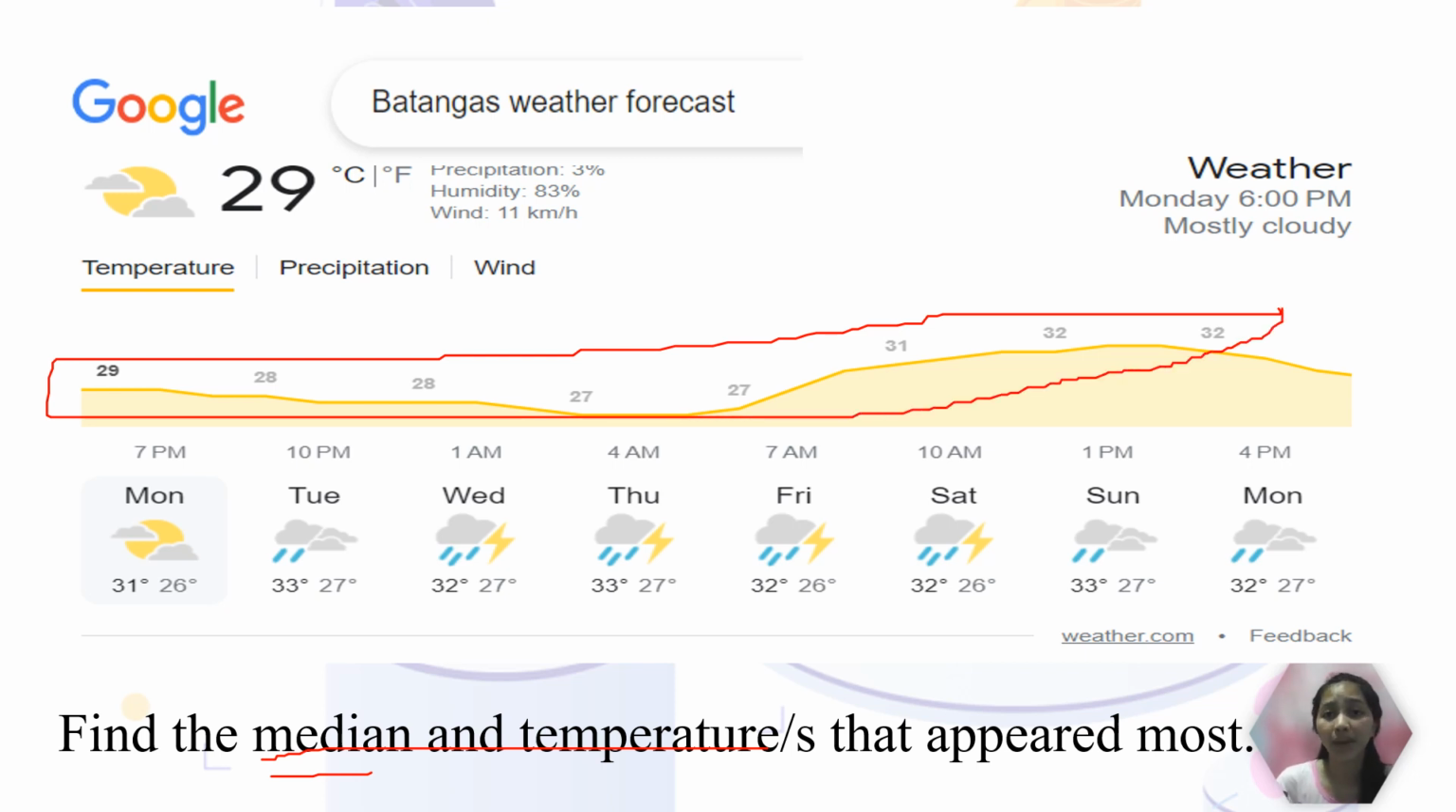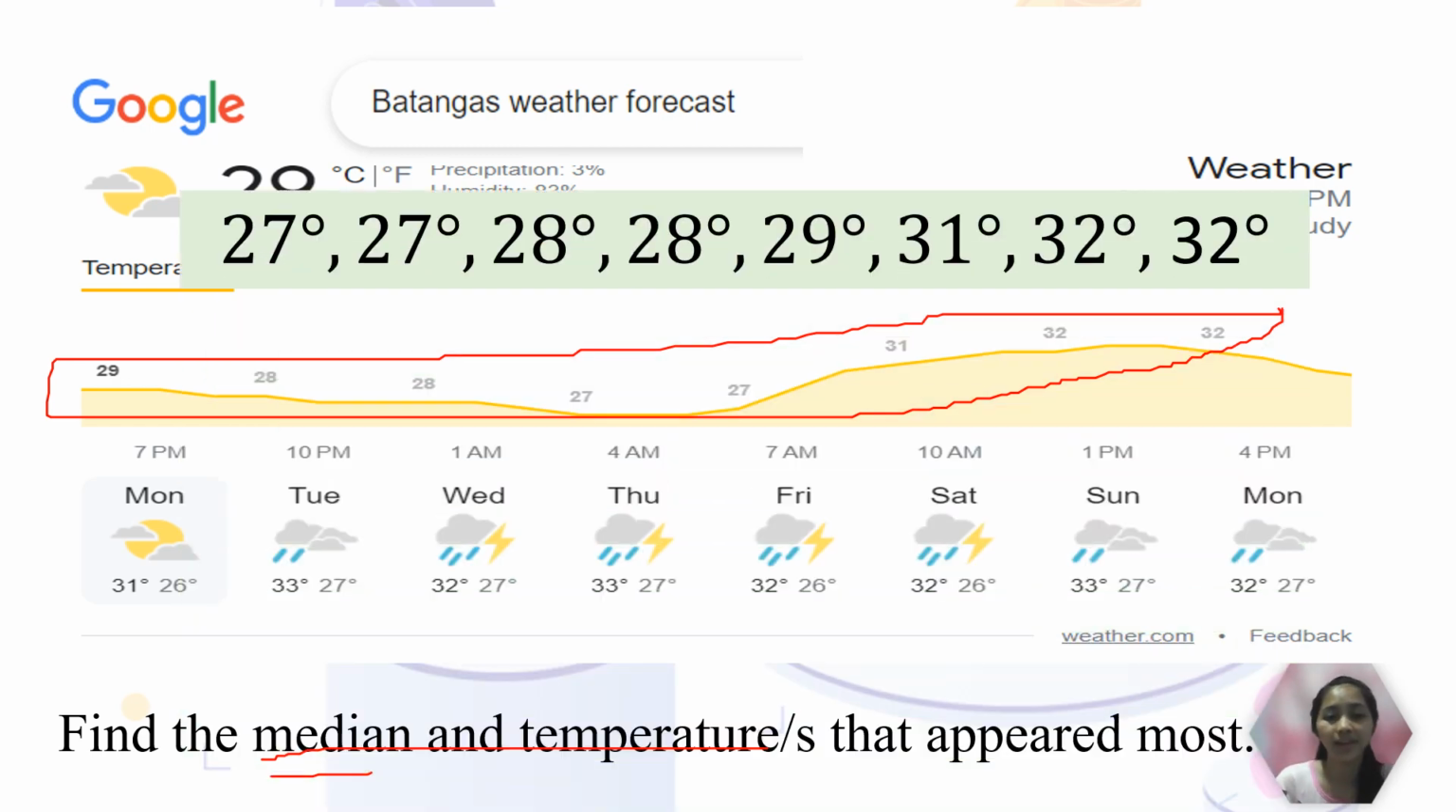Uulitin ko. Pwedeng gamitin ang ascending order or pwede din ang descending order. Kaya lamang natin ginagamit ang ascending order dahil doon na tayo nasanay. Pero alinman ang gamitin nating order, parehas lamang din ang kalalabasan. Now, after arranging the given set of data, we will count how many elements we have. So let us count. We have 1, 2, 3, 4, 5, 6, 7, and 8.